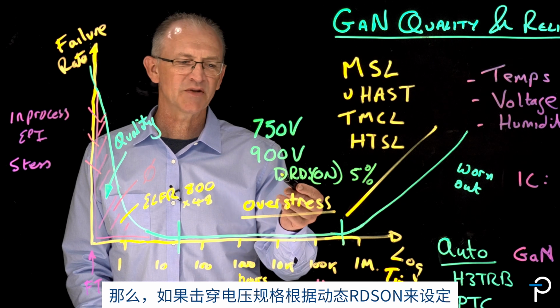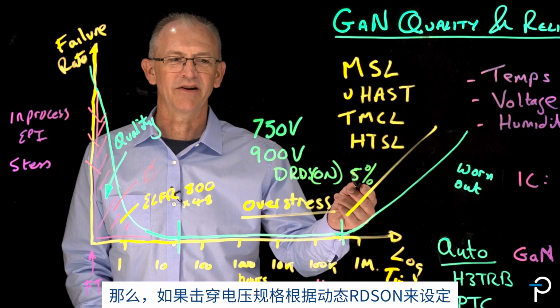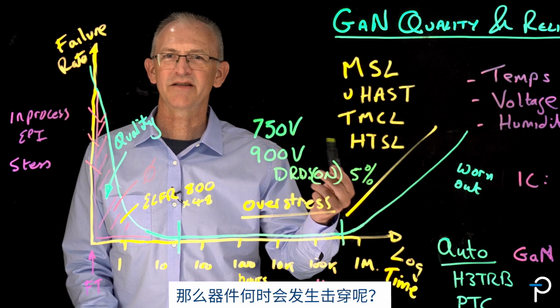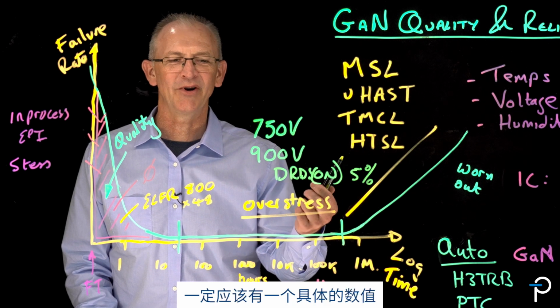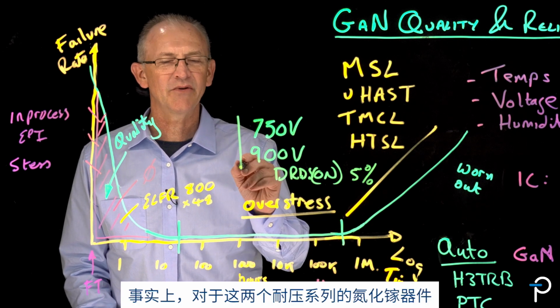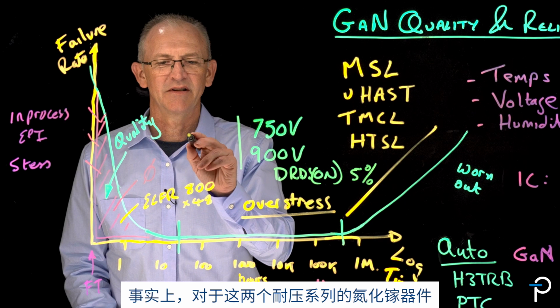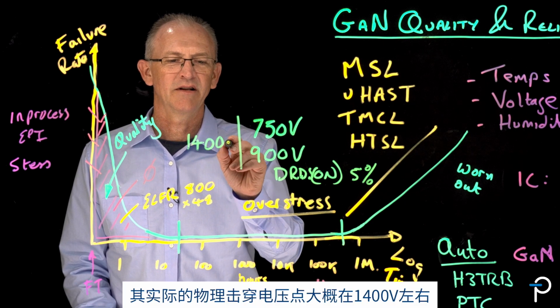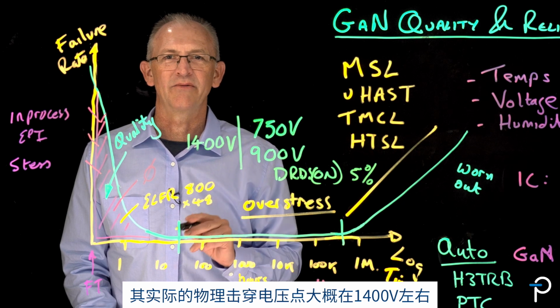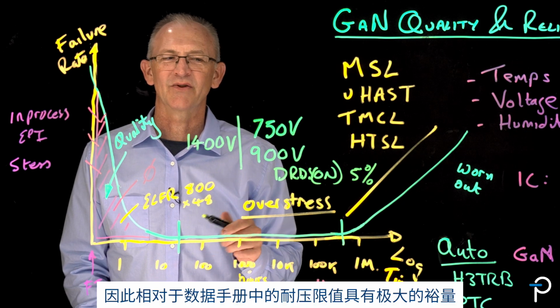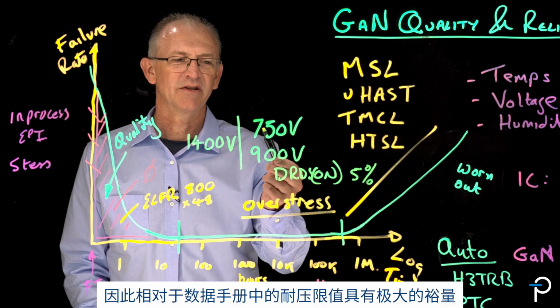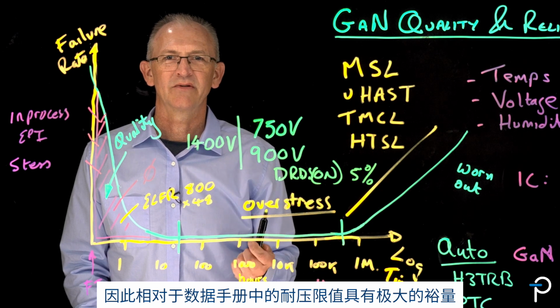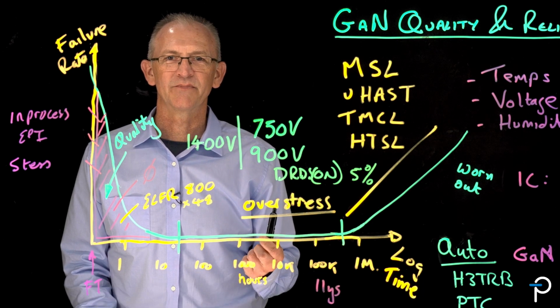So if our BV is being set by dynamic RDS on, where does it break down? There's got to be a number. And it turns out that for both of these GaN families, the actual physical breakdown is somewhere around 1400 volts. So there's a masses of margin with respect to the datasheet BV limit.